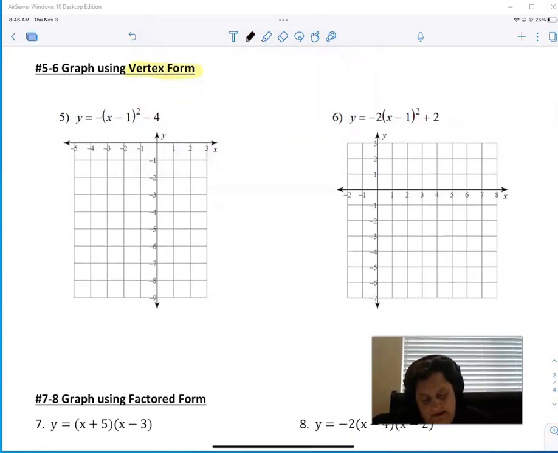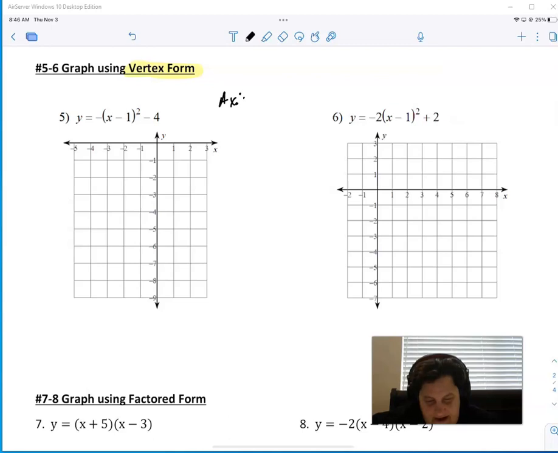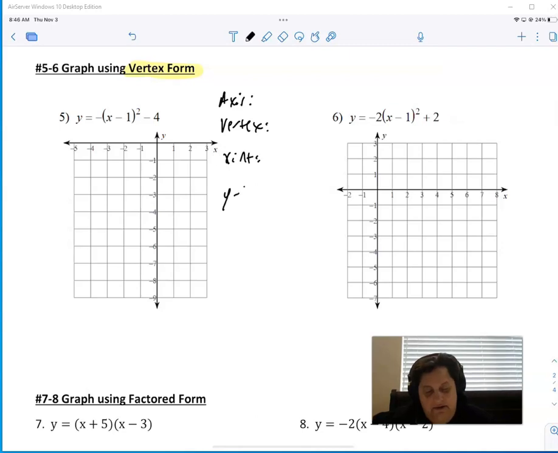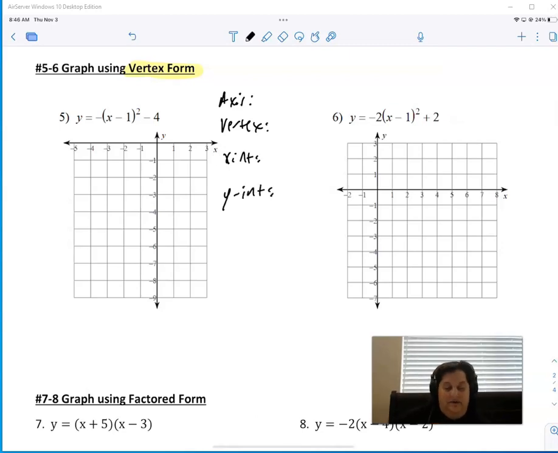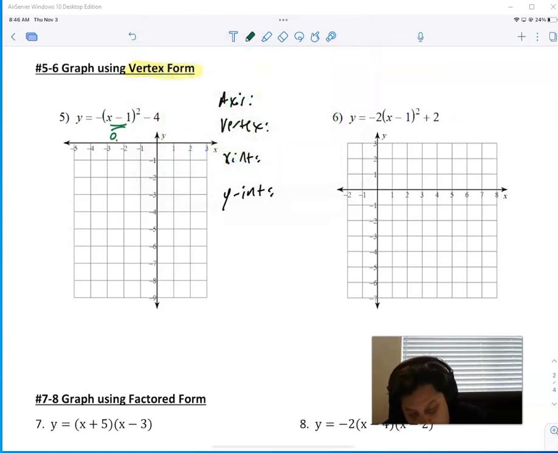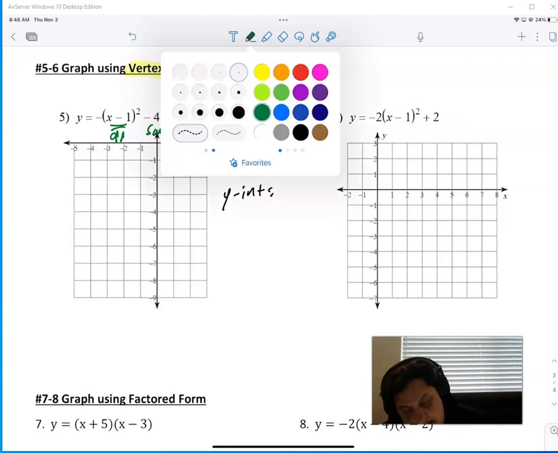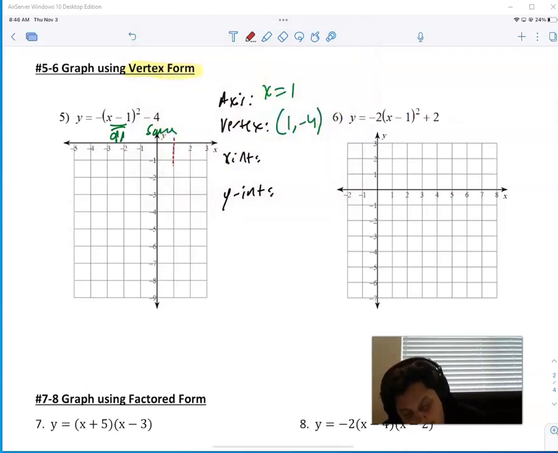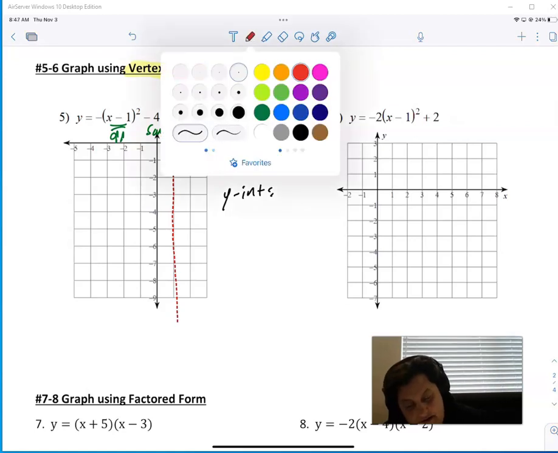Now, we like these. These are a little bit easier to find axis of symmetry, the vertex. X-intercept is a little tricky, and then y-intercept. Anyways, it's very similar to transformations, you guys, where it's opposite name. My vertex is positive 4, axis of symmetry at 1. Because it's just the x-coordinate of the vertex.